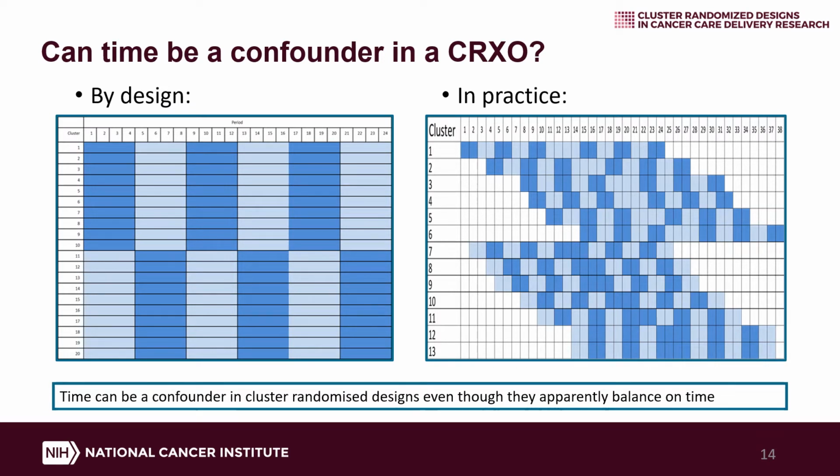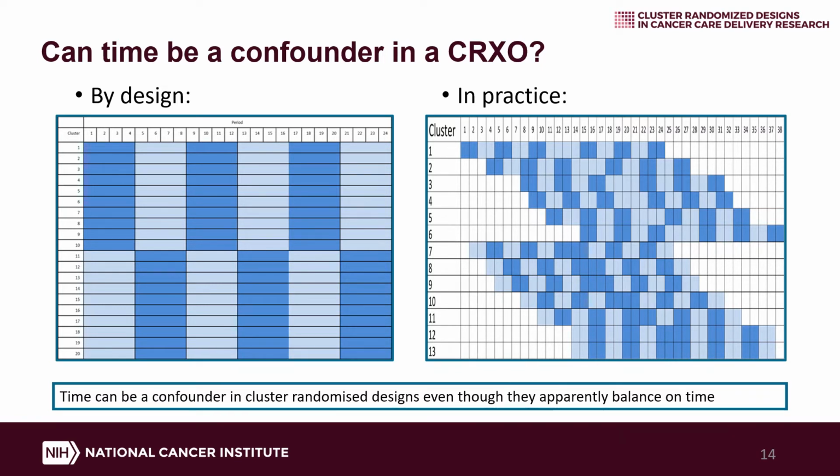Can time be a confounder in a cluster randomized crossover design? If on the left-hand side we consider a cluster randomized crossover design, we've got two sequences. In the first sequence, clusters are observed for 4 periods under the intervention condition. They then transition to the control for another 4 periods and so on.